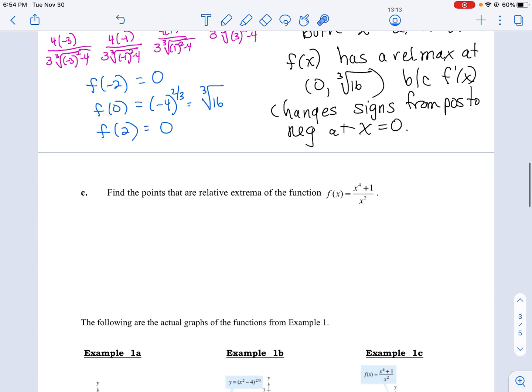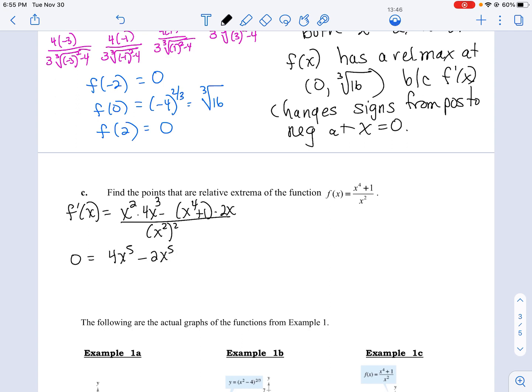All right, letter C. Find all points that are relative extrema on the function f of x equals x⁴ plus 1 over x². So let's do the derivative. I'm going to do my low d high minus high d low over low low. So that's 4x⁵ minus 2x⁵ minus 2x over x⁴. So that's 2x⁵ minus 2x over x⁴.